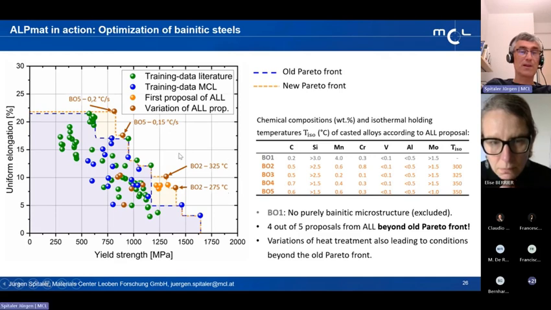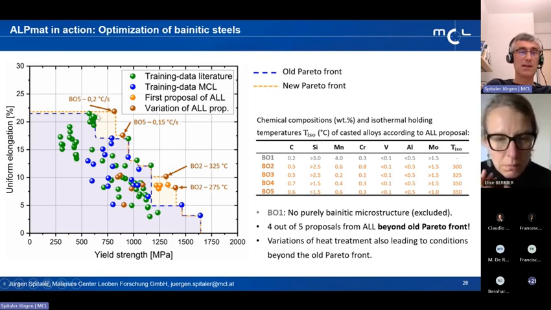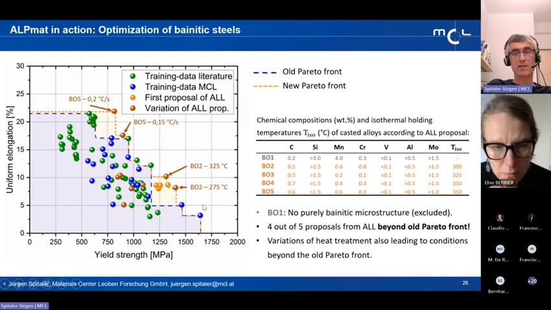And we could also already learn here how processing conditions change the properties. You have the sample BO5 with this chemistry here. You can see here the cooling speed. In the thermal treatment you cool down with different speeds, here with 0.2 degrees centigrade per second, here with 0.15, and you see how the mechanical properties of this point change in dependence on this processing parameter. And here for the other sample, you have different isothermal holding temperatures. And again, you see how, for example, the uniform elongation changes if you vary this processing parameter.